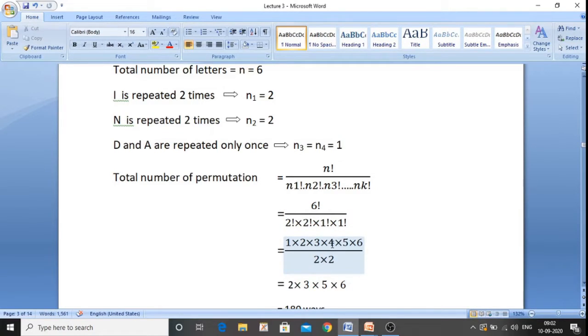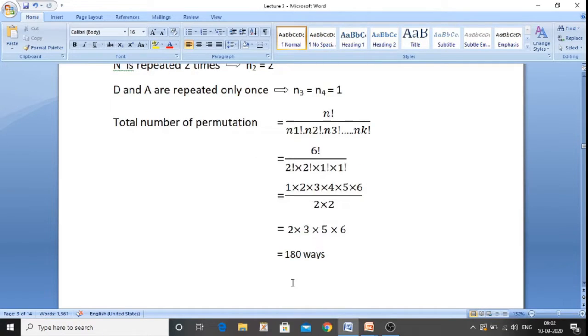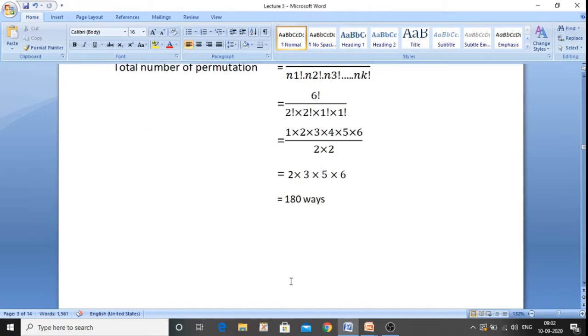Now 2 2s are 4, so this 4 gets cancelled. So remaining are 2 into 3, then into 5 into 6. So 2 5s are 10 and 6 3s are 18. 18 into 10 is equal to 180 ways in which this allotment or permutation can be done.